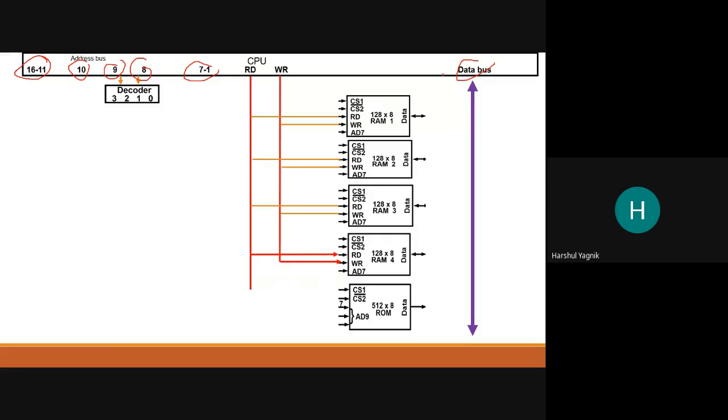Suppose multiple RAMs are there. In that case, the read and write signals of the CPU are connected with the read/write signal of each of the RAMs. And observe the last ROM. There is no read or write signal, so the read signal is given to chip select 1.